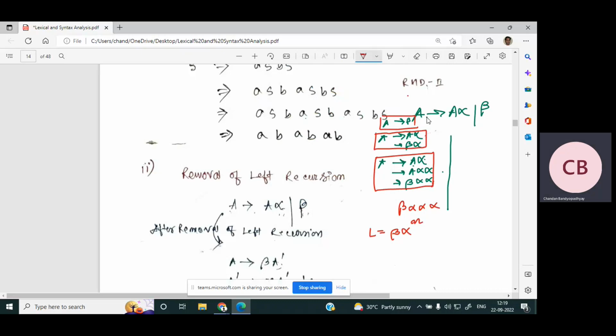Correct? Because every time I am expanding it, A to A alpha, again A to A alpha beta. So you check the progress: beta, beta alpha, beta double alpha, beta triple alpha, beta quad alpha, beta penta alpha, beta hexa alpha. In this way it will go on and it will be beta alpha to the power n. So this is the language.